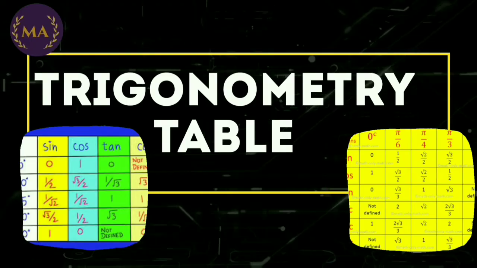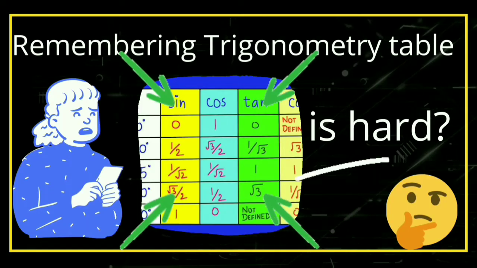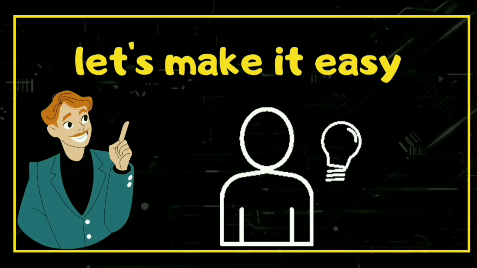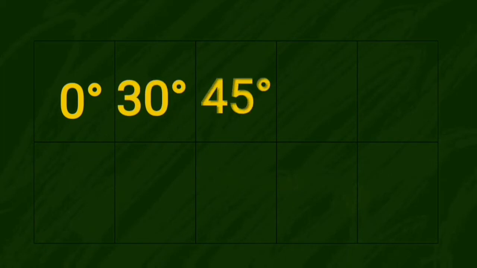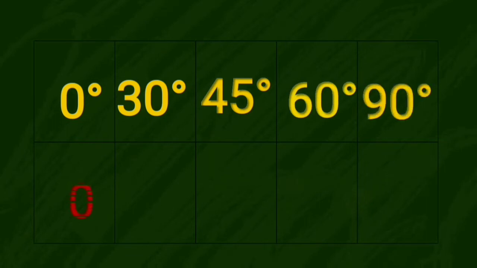Trigonometry table. Is remembering the trigonometric table hard? Let's make it easy. We'll write down the degrees: 0 degree, 30 degree, 45 degree, 60 degree, and 90 degree. Now we'll give these degrees numbering: 0 degree with 0, 30 degree with 1, 45 with 2, 60 with 3, and 90 with 4.